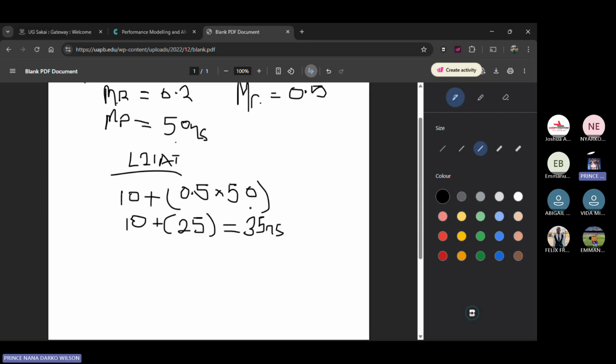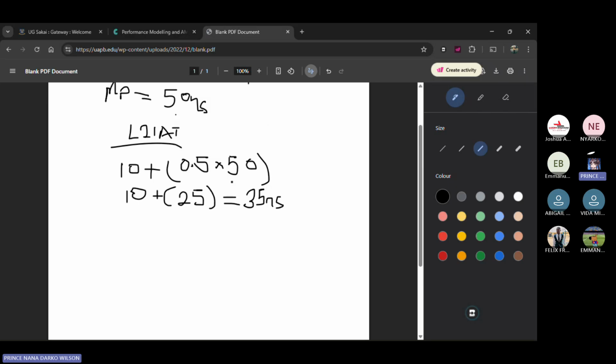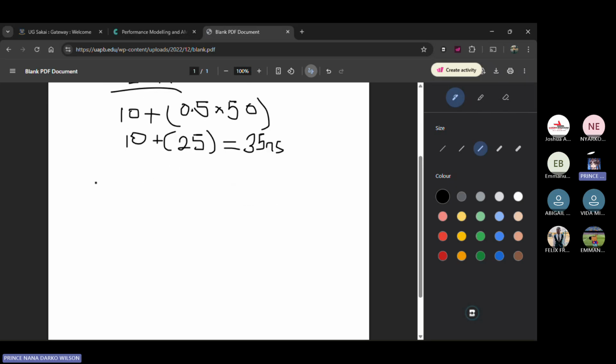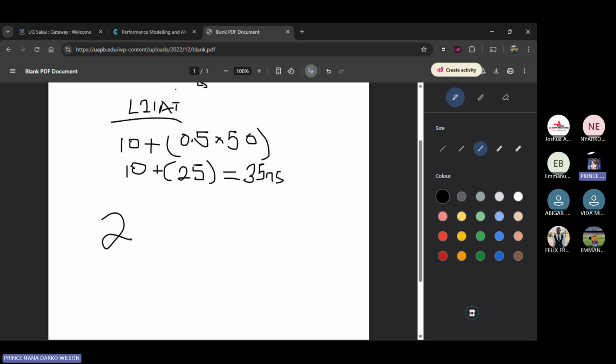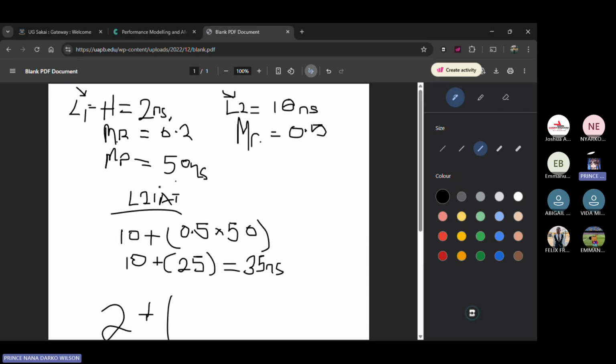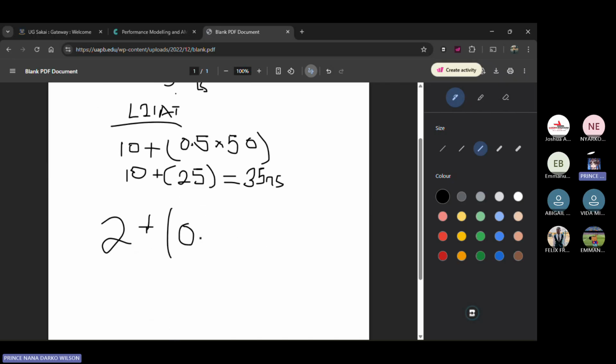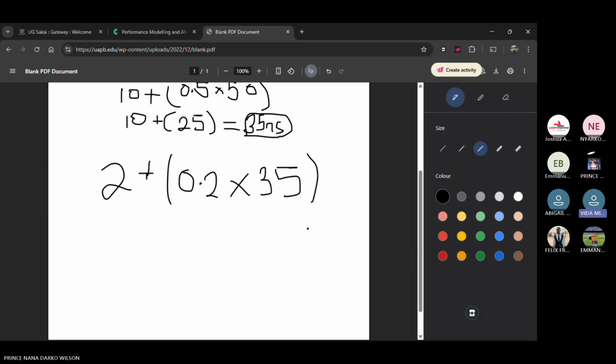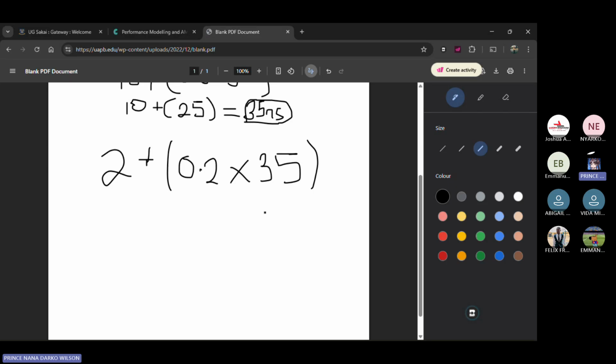Now, with that in mind, we can compute level 1. We use the level 1 access time, 2 nanoseconds, and combine it with the level 1 miss rate, 0.2, which is 20%. We multiply that by the level 2 access time, which becomes the penalty this time, 35 nanoseconds. So 0.2 times 35 will give us 7. Yes, it's 7.